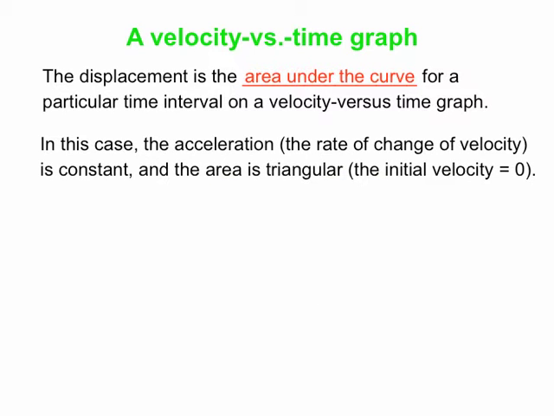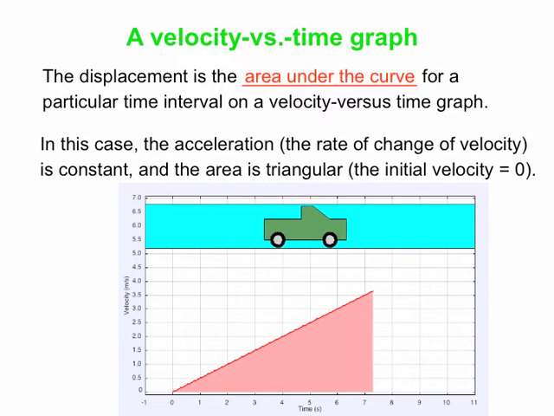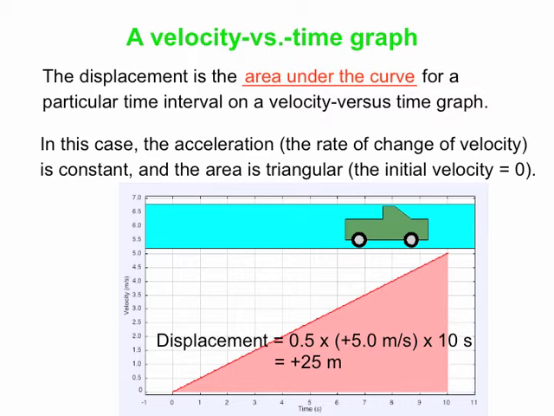Let's do the other case. In this case, the acceleration is constant. So the truck starts at rest, no velocity, and its velocity increases at a steady rate. So the velocity has a constant slope. This gives you a triangle. And so a triangle is pretty easy to find the area of. It's 1/2 the base times the height. So let's see. We ended up going a final velocity of 5 meters per second. 10 seconds was the total time. So we do 1/2 the height, 5 meters per second, the base, 10 seconds, end up with 25 meter displacement. Okay, so that's our introduction to speed and velocity.